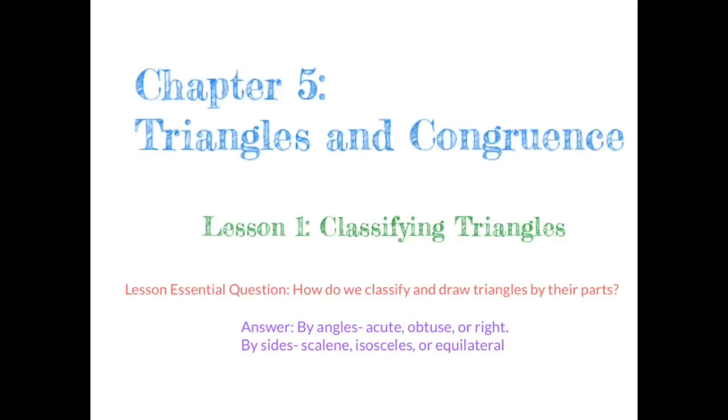So this concludes the lesson about classifying triangles. By angles, triangles can be classified as acute, obtuse, or right. You cannot have an acute right triangle or an obtuse right triangle. It's acute, obtuse, or right.